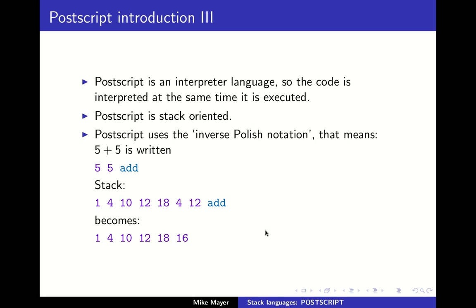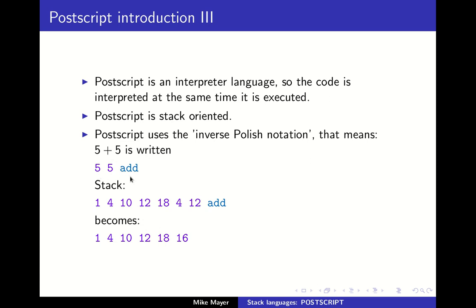Okay, how does Postscript work? As I said already, this is inherited from features from FORTH. The most important feature for users is that it uses what is called the inverse Polish notation. So maybe in a modern programming language you would write 5 plus 5, and then A is equal to 5 plus 5. In Postscript it's written like that: 5, 5, add.